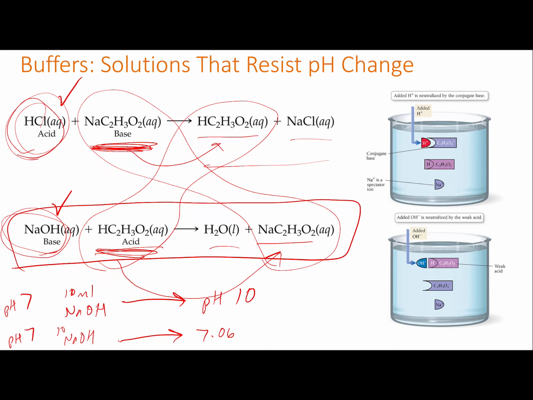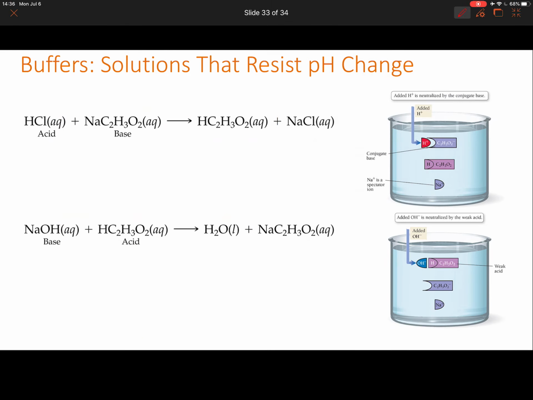Now, to make buffers better, you use more of them. So the more of a buffer you use, like 100 mLs versus 10 mLs, is going to be better. And also the concentration. If I make a buffer with 0.1 molar conjugates versus 1 molar or 10 molar, my 10 molar buffer is going to be a lot better than my 0.1 molar buffer in terms of the amount of buffering that it can do. But that's what you use a buffer for. You can see here that buffers provide a way to neutralize an acid that's added or a base that's added.